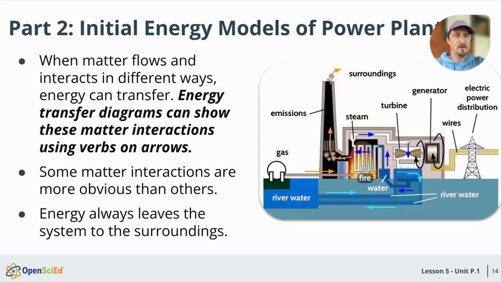The diagram of the natural gas plant is considerably more complicated than the wind plant. So it's set up where the class models the wind plant together, and then we use some of the things we've figured out to model the gas plant, either in partners or individually. Energy transfer diagrams can show a lot about what's going on when we label the arrow with a verb to show how matter is interacting.